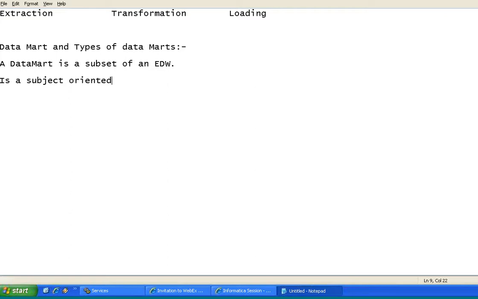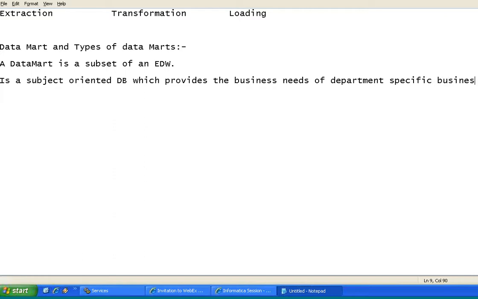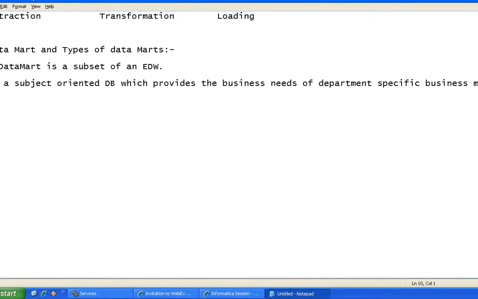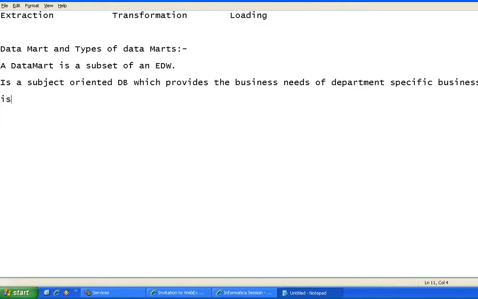Let me write down, then I'll explain. It's a subject-oriented database which provides the business needs of department-specific business managers.